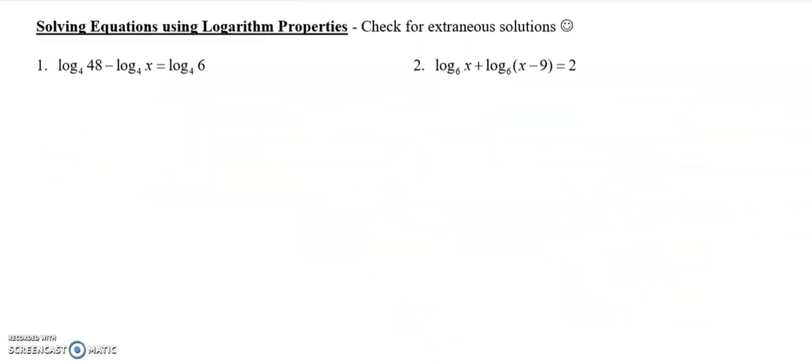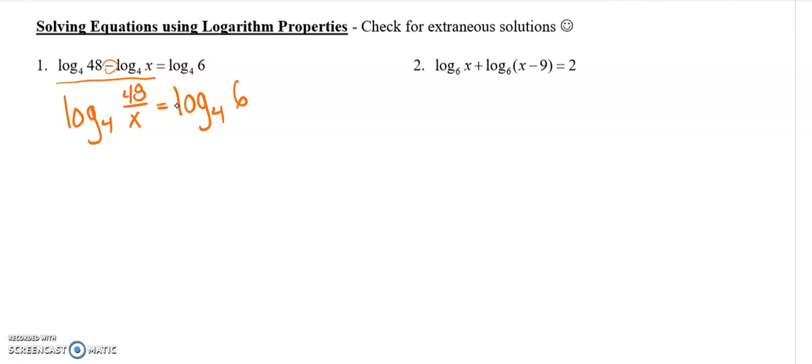Okay, so you say, well, why is that important? Well, because we want to solve some equations. Yesterday we solved equations where we had log equals log. What we were taking the log of was equal to each other. But now I've got two logs. So I need to smush this back together to get one log. It's subtraction. So subtraction comes from division. So I will have log base 4 of 48 divided by x equals log base 4 of 6.